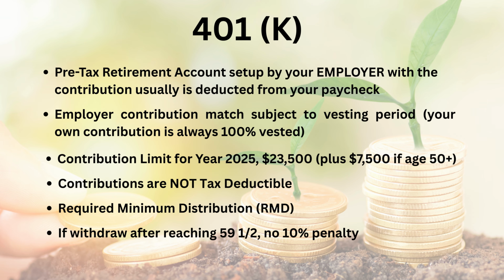The employer matching contributions will usually have a vesting period in order to get the full amount. For example, you have to work at the company for 3 years in order to be fully 100% vested. Your own contribution will always be 100% vested. The contribution limit for 2025 is $23,500. If you are over the age of 50, you can contribute an additional $7,500. The contribution is not tax deductible, and there's a required minimum distribution at age 73. Finally, if you withdraw after reaching 59.5, there's no 10% penalty.